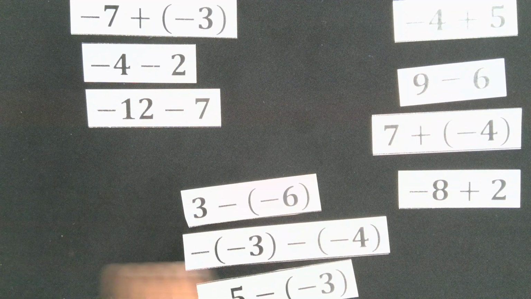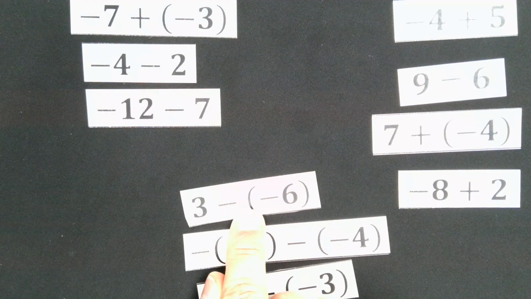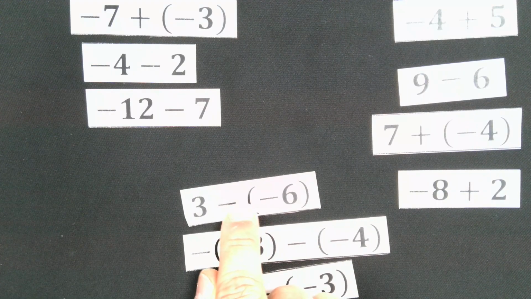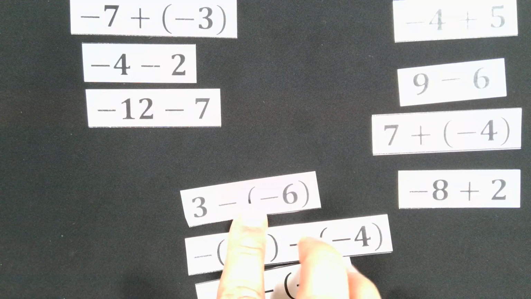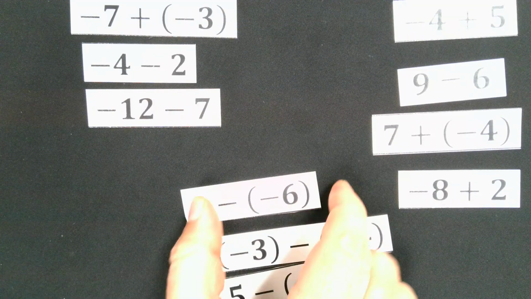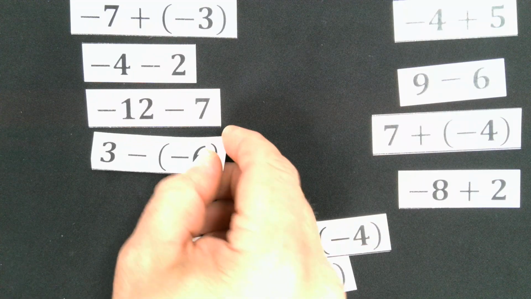I apologize. Looking at this first one, if this is a double negative, we would make it into a big plus, right? So then we would have 3 plus 6. So that would make it an alliance of positives. So that would stay there.